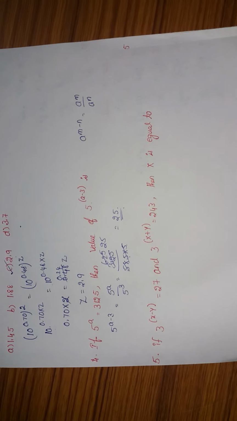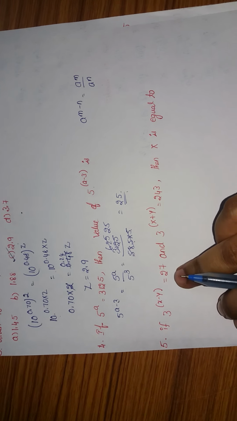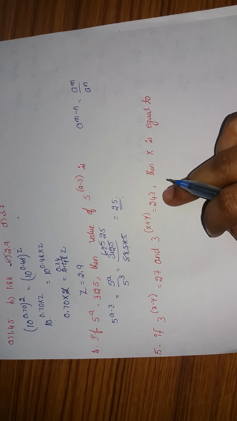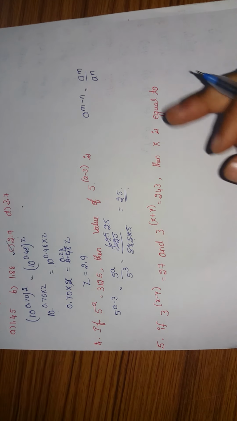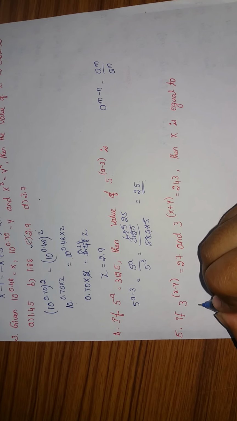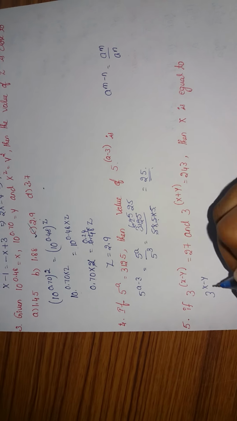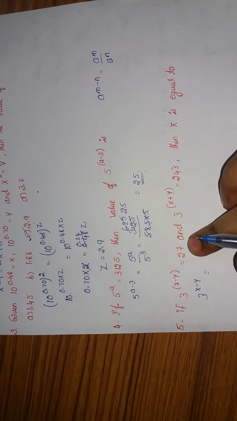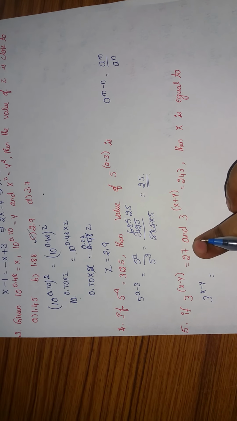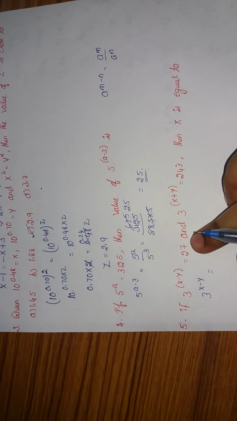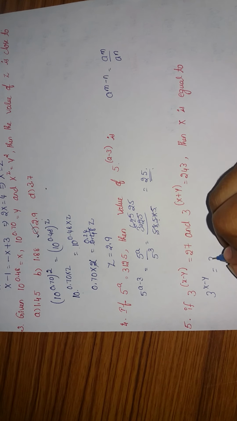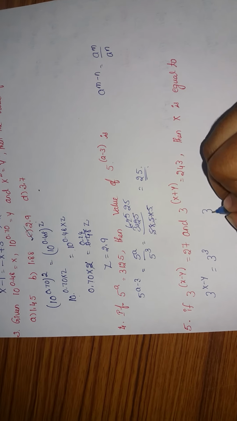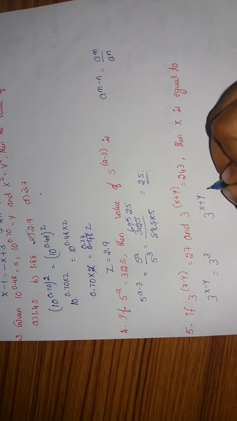Next question. 3 power of x minus y is equal to 27, and 3 power of x plus y is equal to 243, then x is equal to. So 3 power of x minus y is equal to 27. How can we write 27 in terms of 3 powers? 3 threes are 9, 9 threes are 27. So 27 can be written as 3 into 3 into 3. So it is written as 3 cube, and 3 power of x plus y.